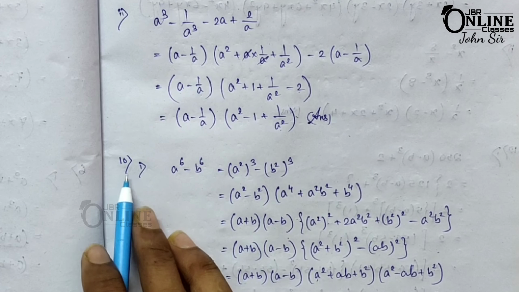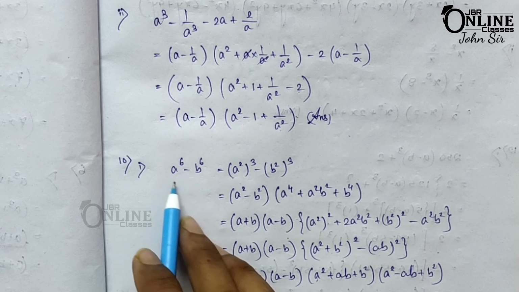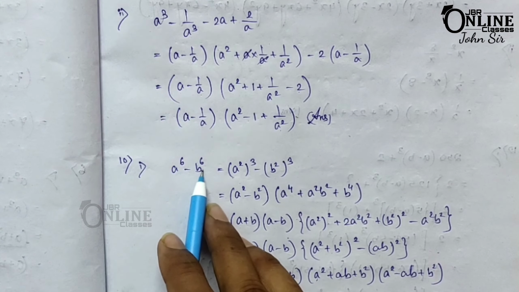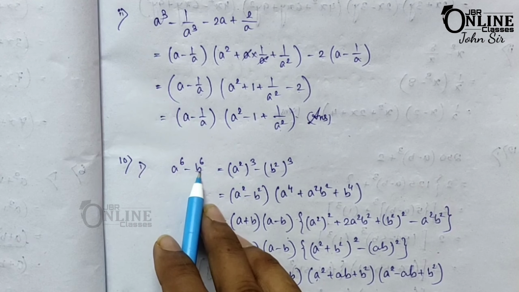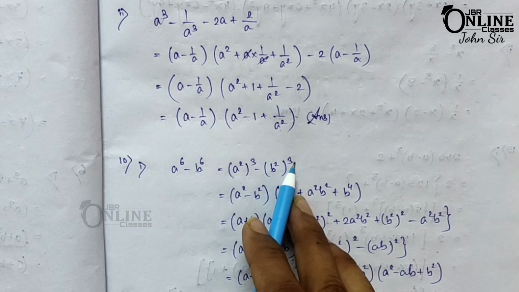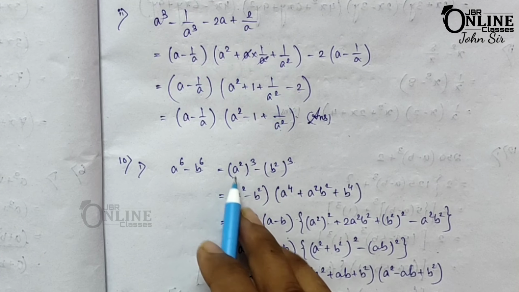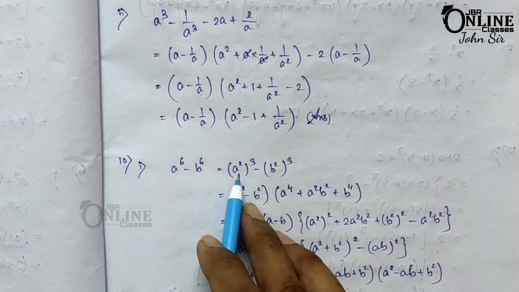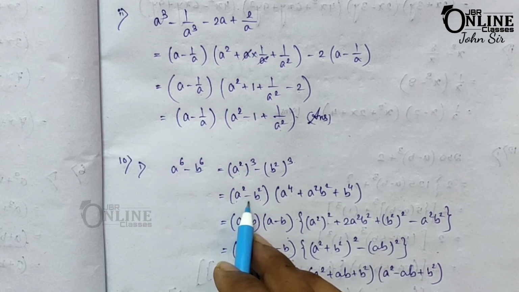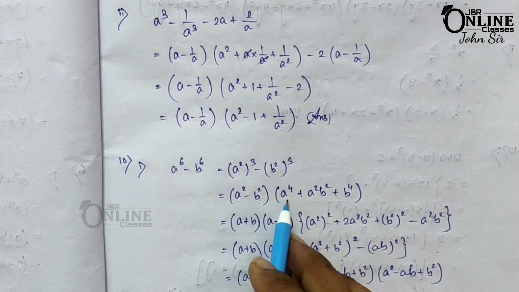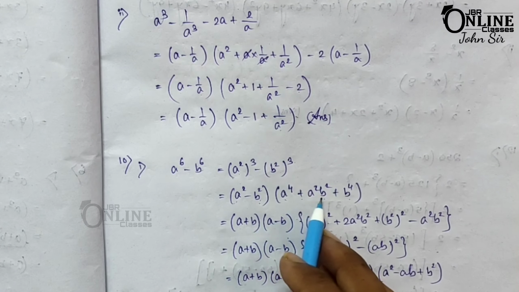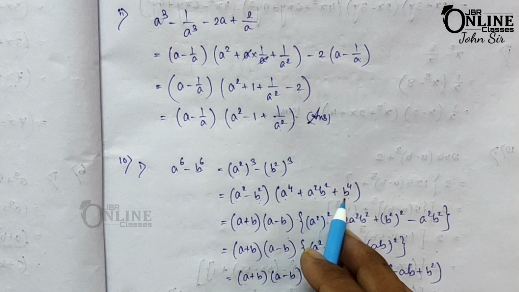Now next, sum number 10(1). In sum number 10(1), the given expression is a to the power 6 minus b to the power 6. Now a to the power 6 means a square whole cube, and b to the power 6 means also b square whole cube. Now according to the formula a cube minus b cube, first write down a minus b, that means here a square minus b square, then a square plus ab plus b square, so it will be a to the power 4 plus a square b square plus b to the power 4.